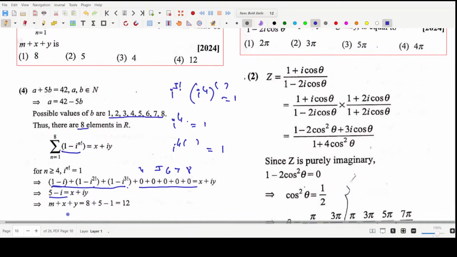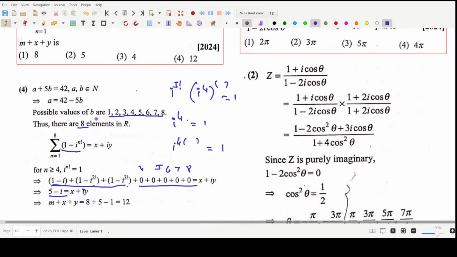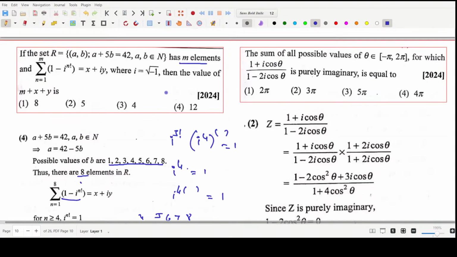This should be equal to x plus iy. So you know what is x, you know what is y, you know what is m, right? That is what he is asking. What is m plus x plus y? Very easy and enough. It's easy to understand.